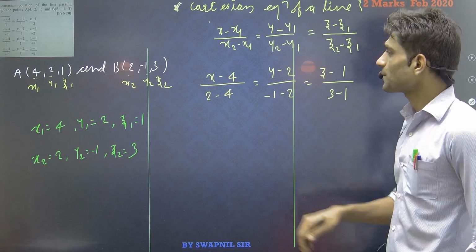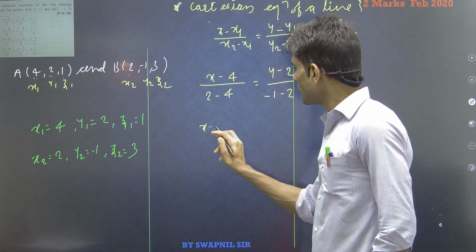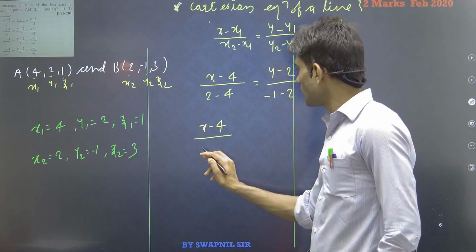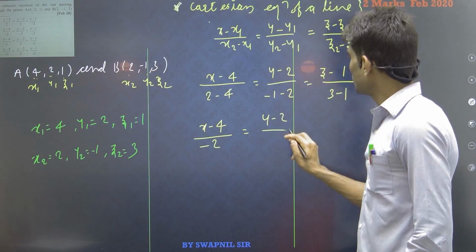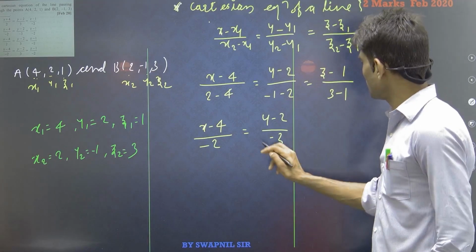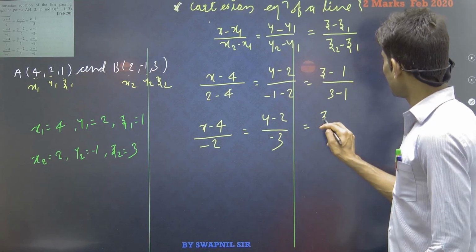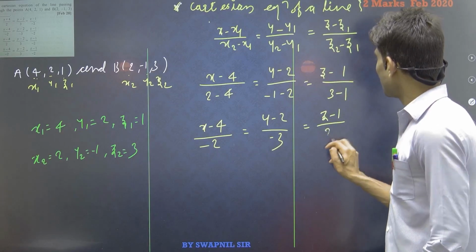So x minus 4 keep as it is, 2 minus 4 gives us minus 2. y minus 2 as it is, minus 1 minus 2 gives minus 3. z minus 1 keep as it is, 3 minus 1 we write as 2 here.